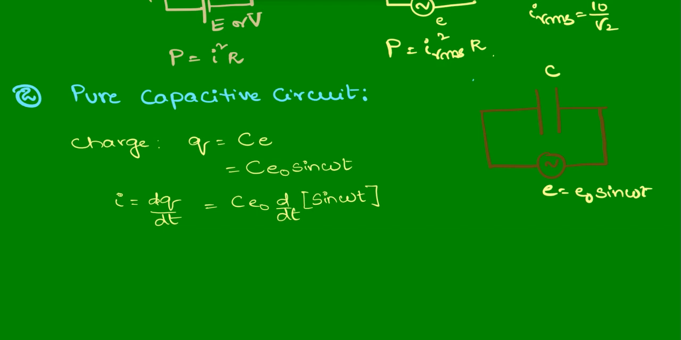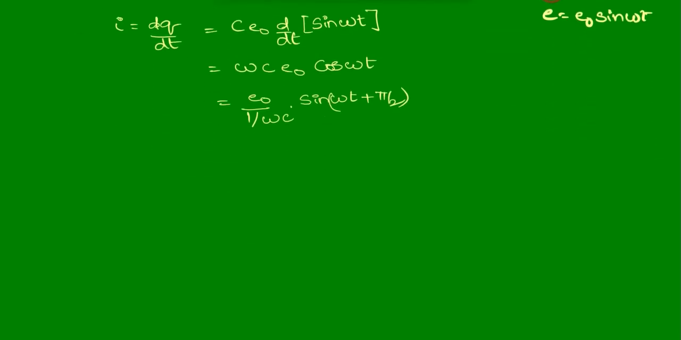So differentiation of sin omega t will be equal to omega cos omega t. So I'll write omega C E naught cos omega t, or the same equation we can write like this: E naught by 1 by omega C, cos omega t, we can write as sin omega t plus pi by 2, because sin 90 plus theta will be cos theta. Here this 1 by omega C, I can write that as Xc sin omega t plus pi by 2.